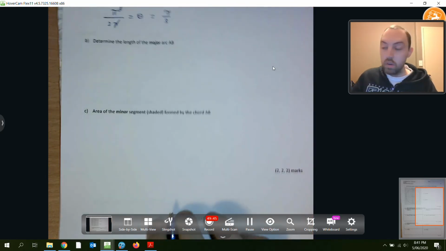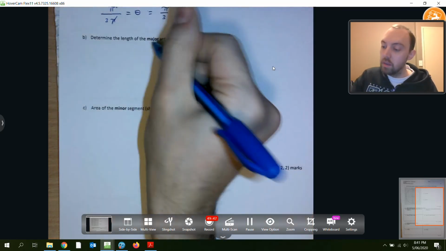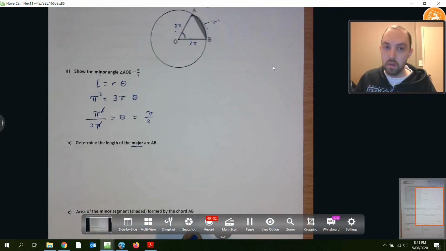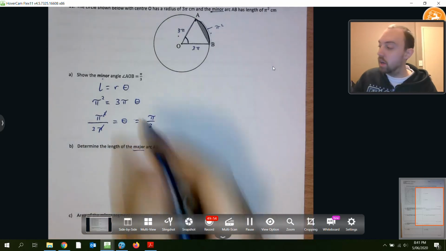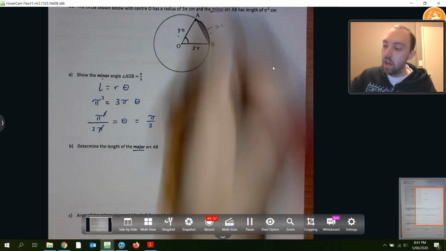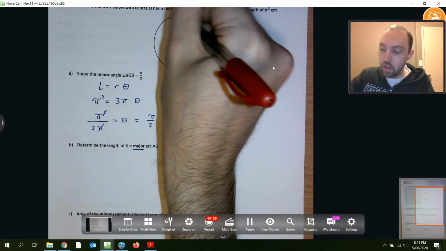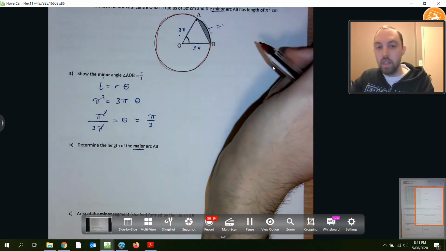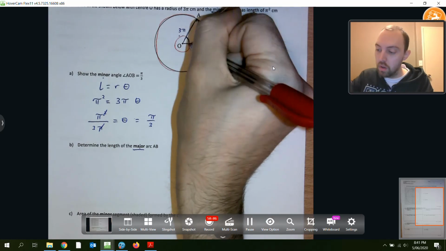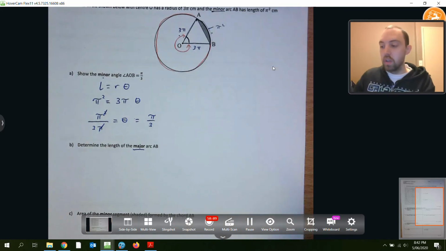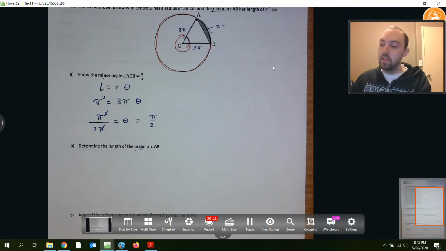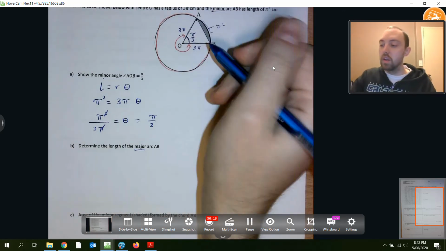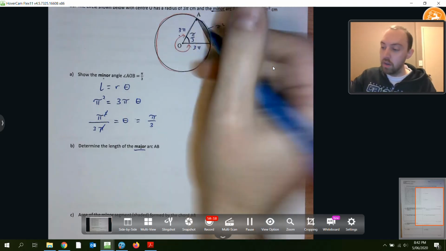So determine the length of the major arc. Alright, if we're doing the major arc, let's just go back to our diagram for a second. Major arc is going to be the larger arc around here. In order to find the length of that, we need to know this angle. Or you need to understand a little bit about this. If that's pi on 3, then the full circle is 2 pi.